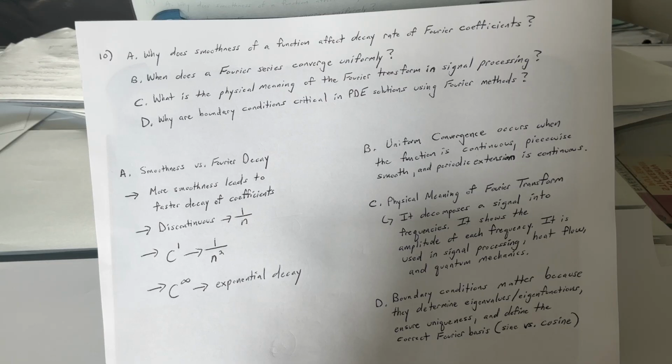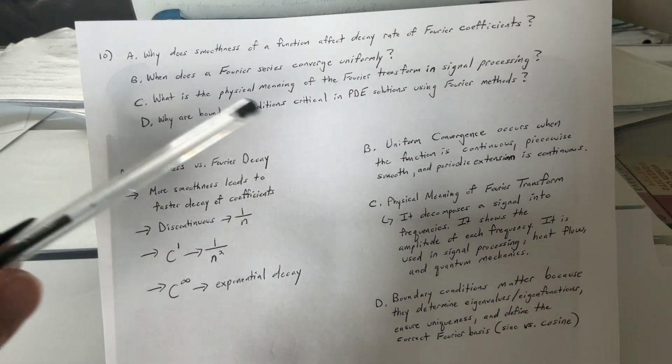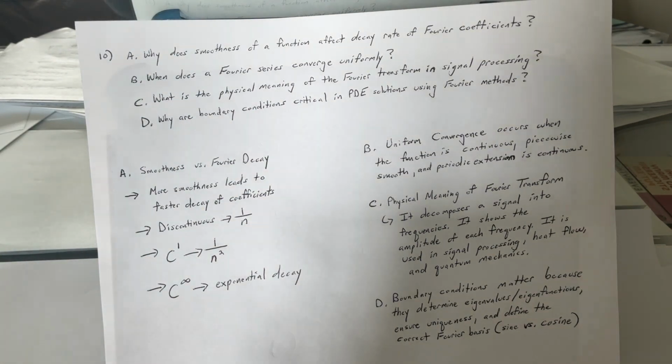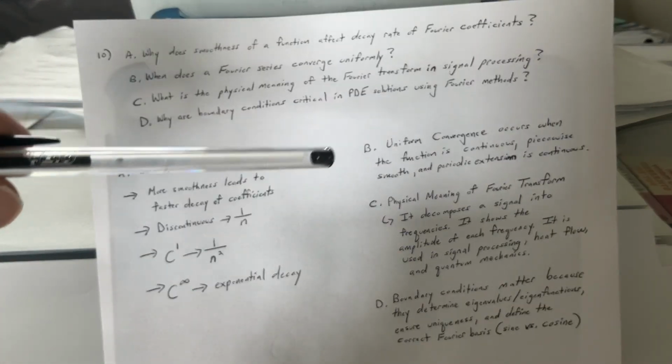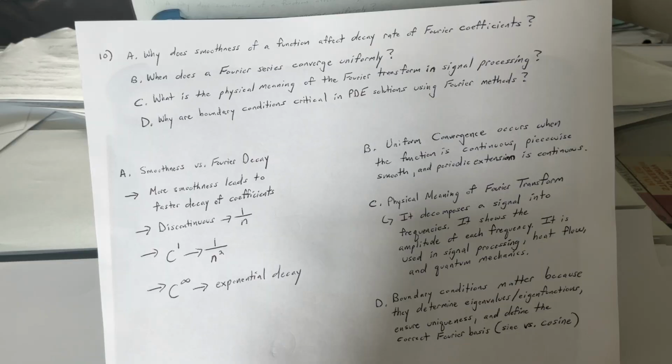All right. Part B, when does a Fourier series converge uniformly? So again, this is from notes, textbooks, stuff that sometimes professors put on to make sure you're studying the intricacies of this. Uniform convergence occurs when these things happen. The function is continuous, piecewise smooth, and the periodic extension is continuous. Okay, that's when it converges uniformly.